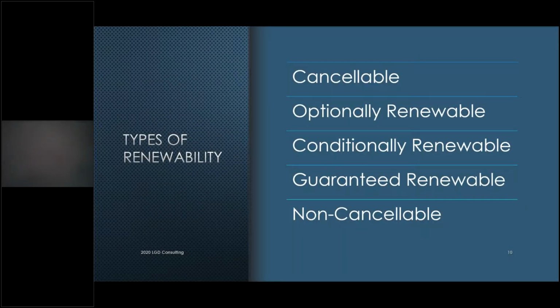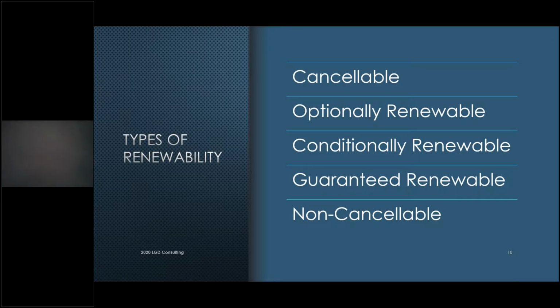Renewable. All right, there's different types of renewable contracts. Cancelable. Well, this means the insurance company may cancel you during the policy period. We don't wait to the end of the policy period. We can cancel you during the policy period. Optionally renewable means the insurance company reserves the option to renew you at the renewal period, right? And or not renew you. And they may not even give you a reason if they don't renew you.